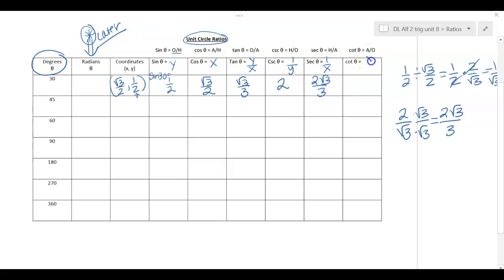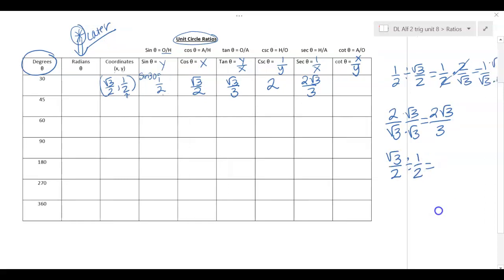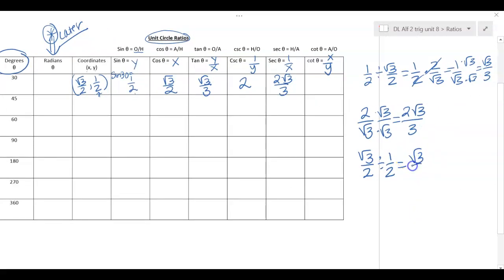And our cotangent is going to be the x divided by the y. So you have a couple of options here. You can take what you already got and use the reciprocal, or you can redo the division if you want. You could do rad 3 over 2 divided by 1/2, which would be rad 3 over 2 times the reciprocal of 1/2, which would be rad 3.